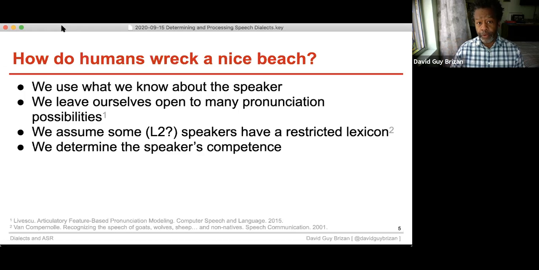Essentially, all this taken together, what we're doing is we have one speech model, we have one expectation for how someone is going to speak to us. We're essentially allowing multiple possibilities, multiple violations in our speech model.